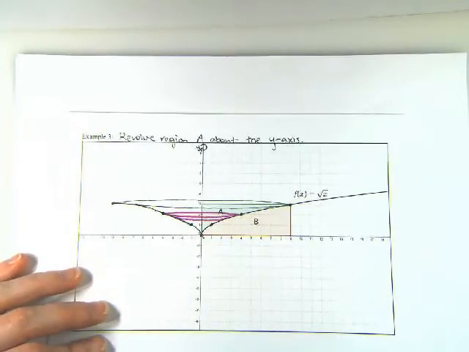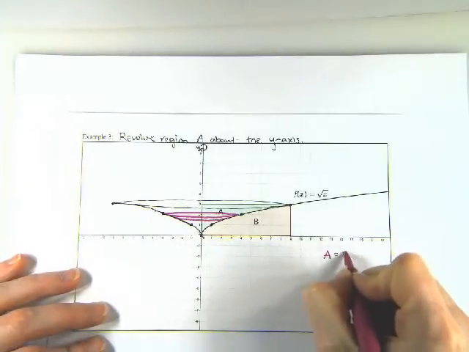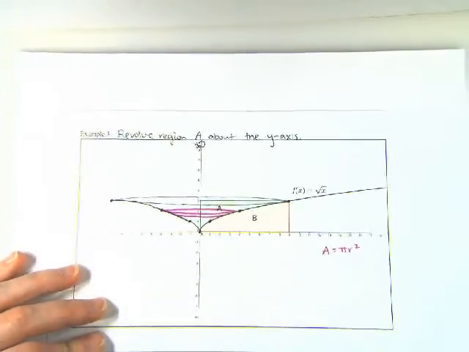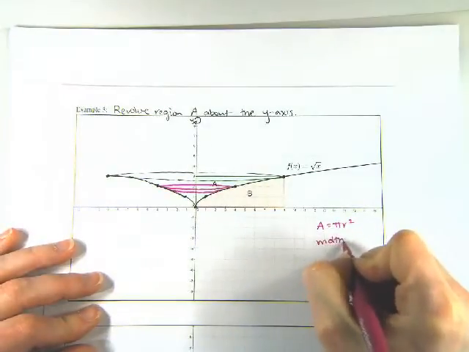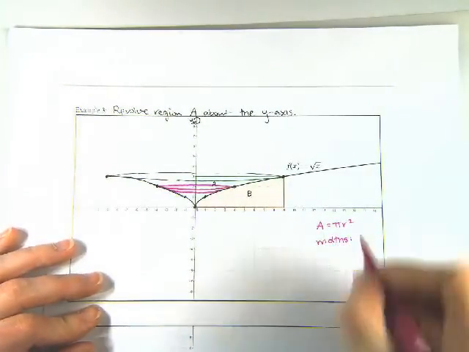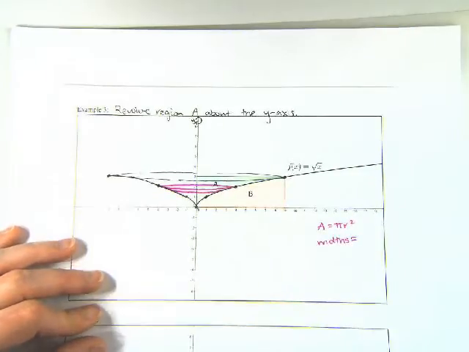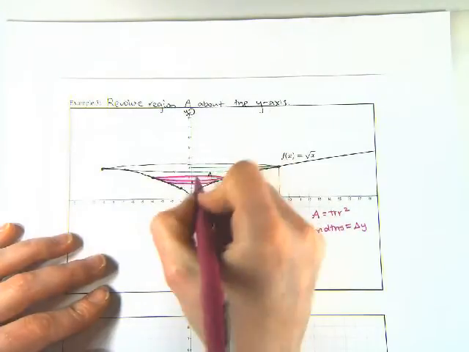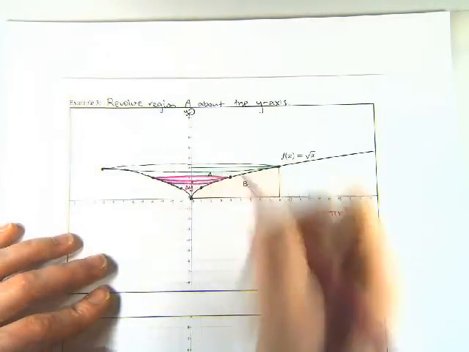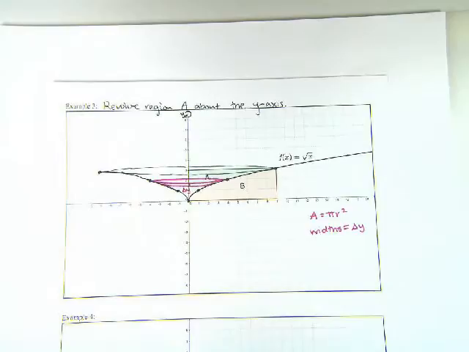Okay, so areas are still pi r squared. The widths, are they a change in x or a change in y? They are a change in y. Okay, so that means that we are going to need to integrate with respect to y instead of with respect to x.